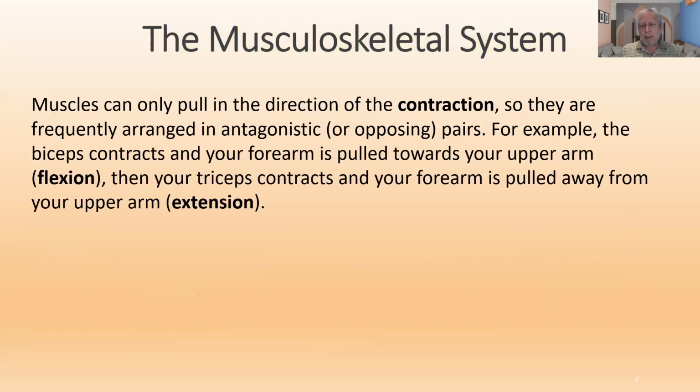Muscles can only pull in the direction of the contraction, so they are frequently arranged in antagonistic or opposing pairs. For example, the biceps contracts and your forearm is pulled towards your upper arm, which is called flexion. Then your triceps contracts and your forearm is pulled away from your upper arm, which is called extension. So you have flexion and extension by the antagonistic pair of muscles in your arm. If you didn't have them, you'd be able to move your arm one way, but wouldn't be able to get it back.